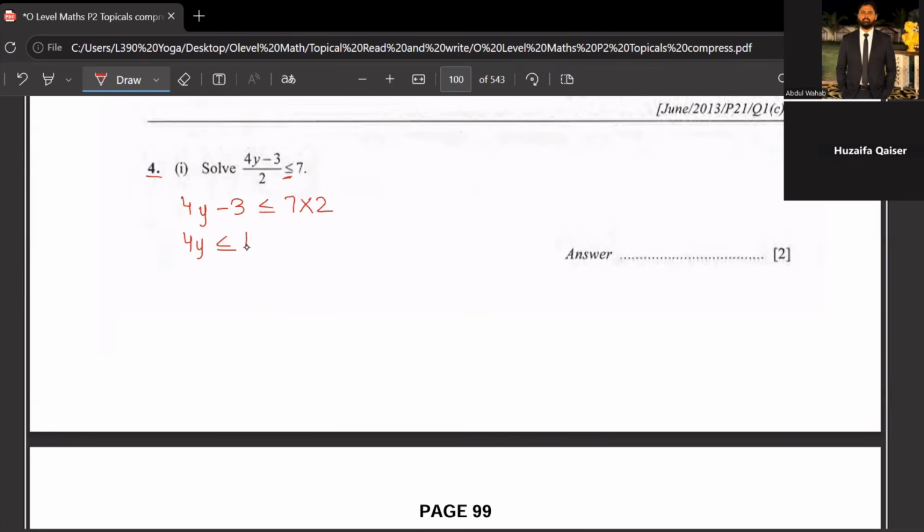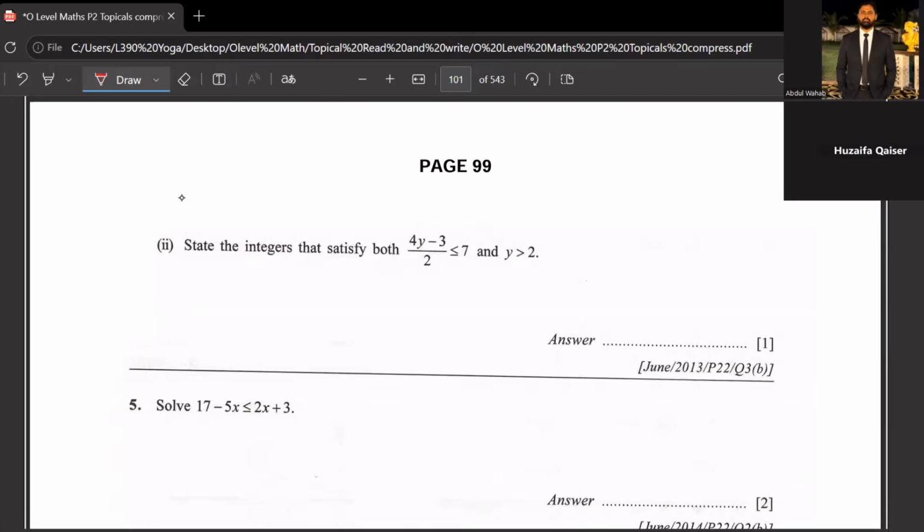7 times 2 is 14, plus 3. So it becomes y is less than or equal to 17 over 4. This is your answer. You just write here y is less than or equal to 17 over 4. You may write it as a fraction or in decimal, it's up to you, whatever the requirement is. So simply, what we have done is solve the question like a simple linear equation, but we just copy the sign, less than or equal to. Likewise, if you have greater than or equal to, you need to do the same.